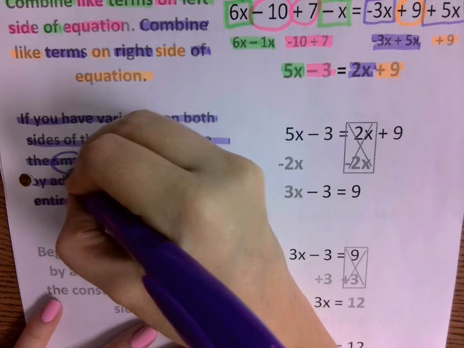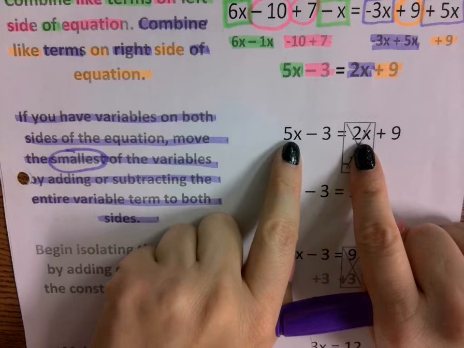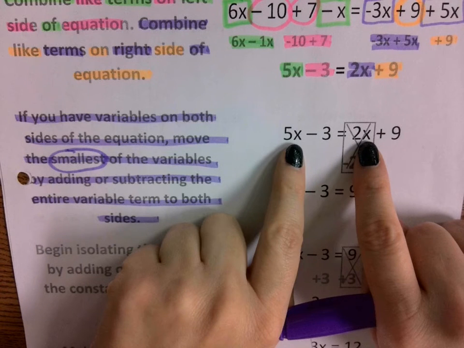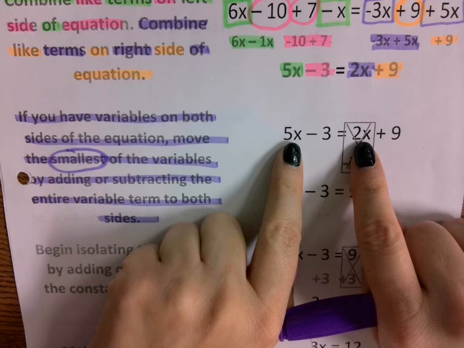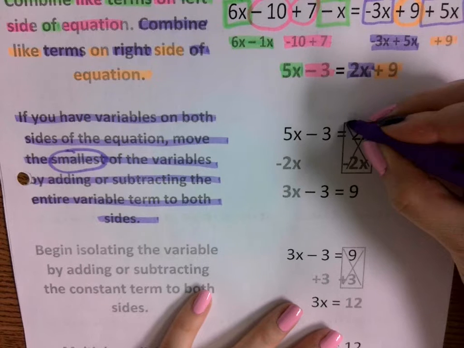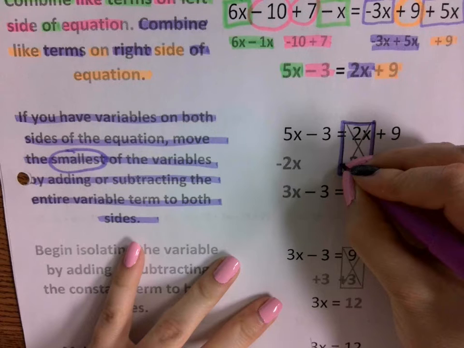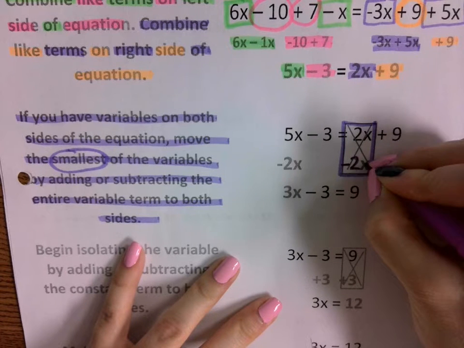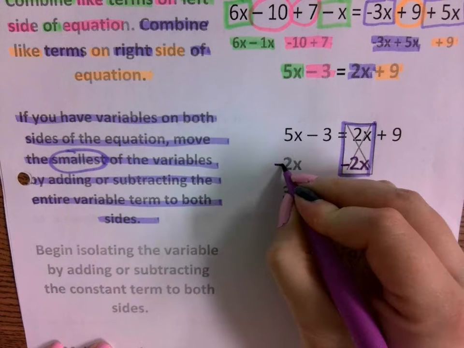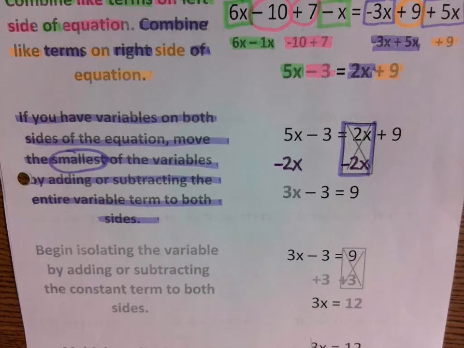So looking at my two variables, we've got a 5x and we've got a 2x. They're both positive. So which one's smaller, 5 or 2? 2. So what I'm going to do is take my 2x, and since it was a positive 2x, I'm now going to subtract 2x from both sides. I'm subtracting 2x from here. I have to subtract 2x from the other side as well. Whatever I do to one, I must do to the other. And that helps to cancel it out here.